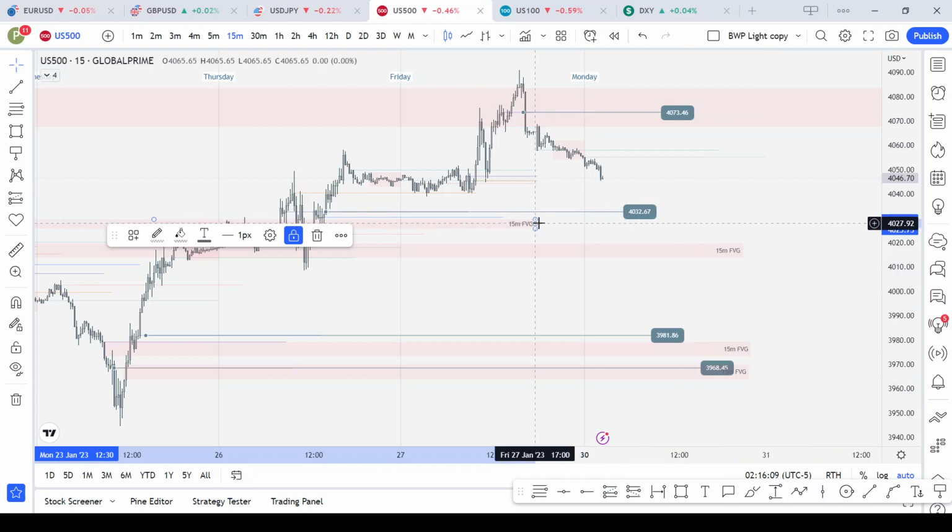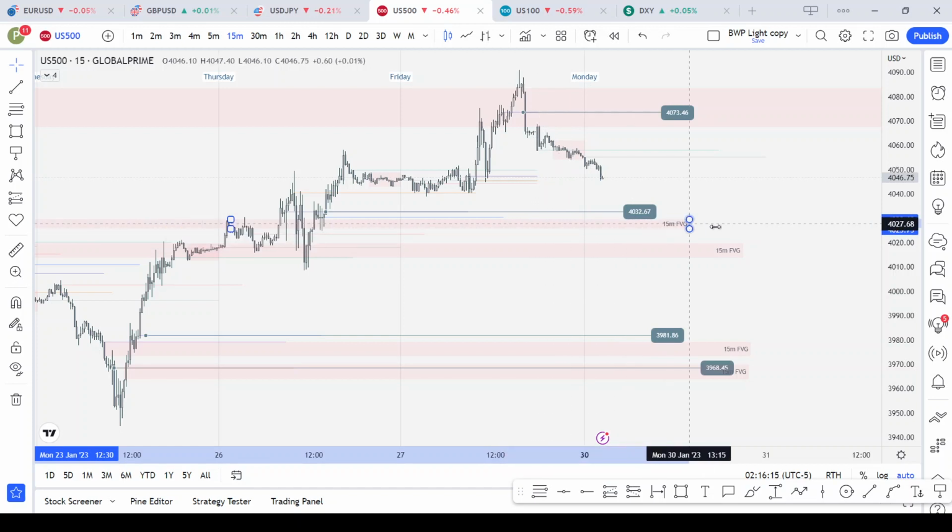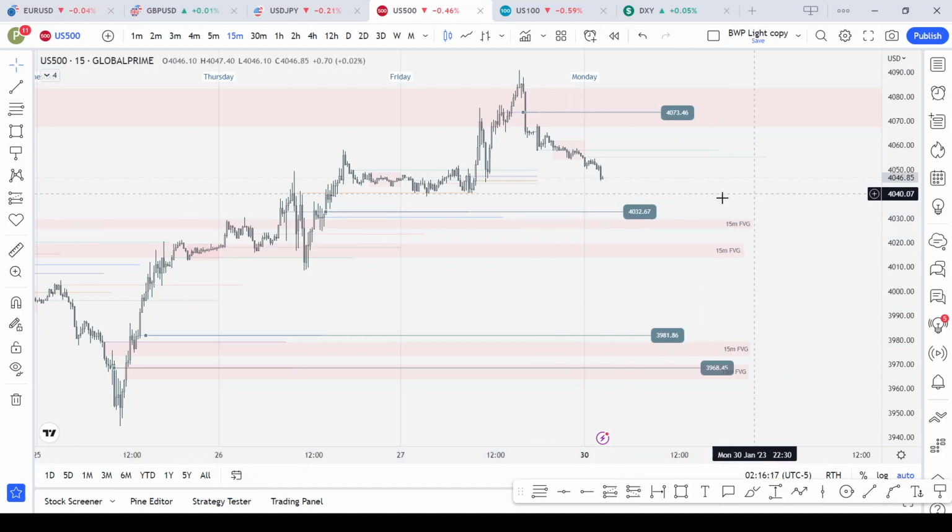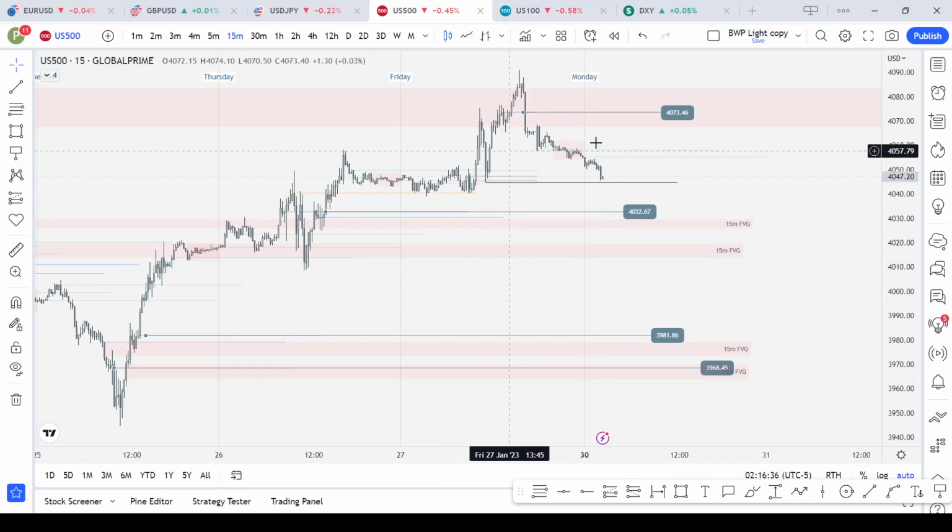So extend that out in time. So this level, okay, I think a run on this level again is going to be very, very high probability, especially if price takes out this low both on US 500 and US 100. If this low is taken out on US 500 and it's not taken out on US 100, you should be careful. You should tread with care.